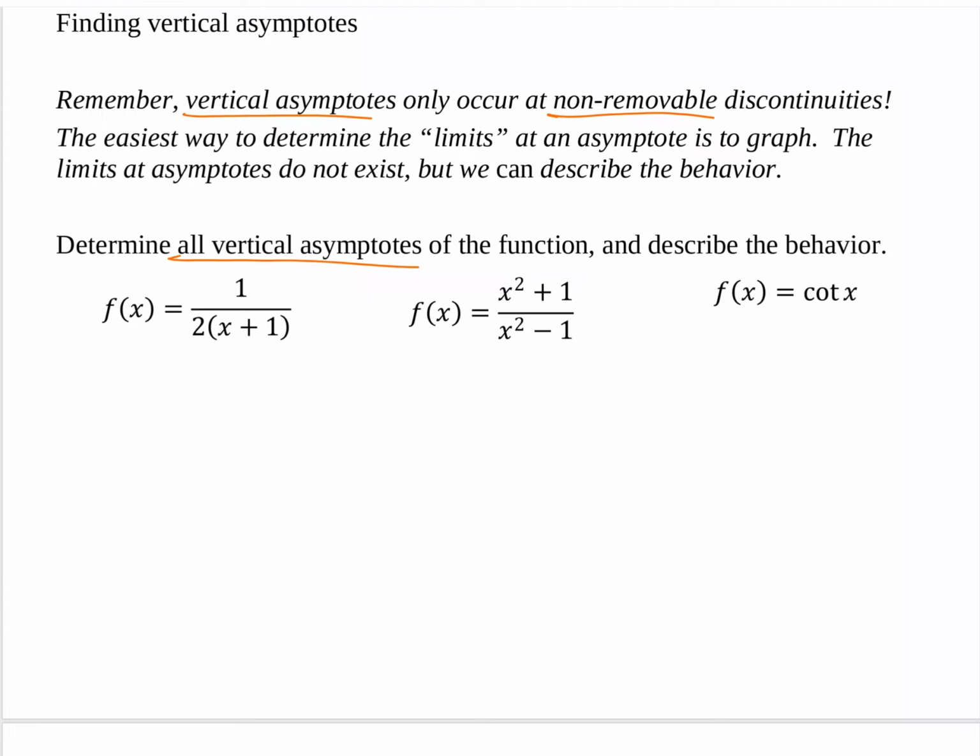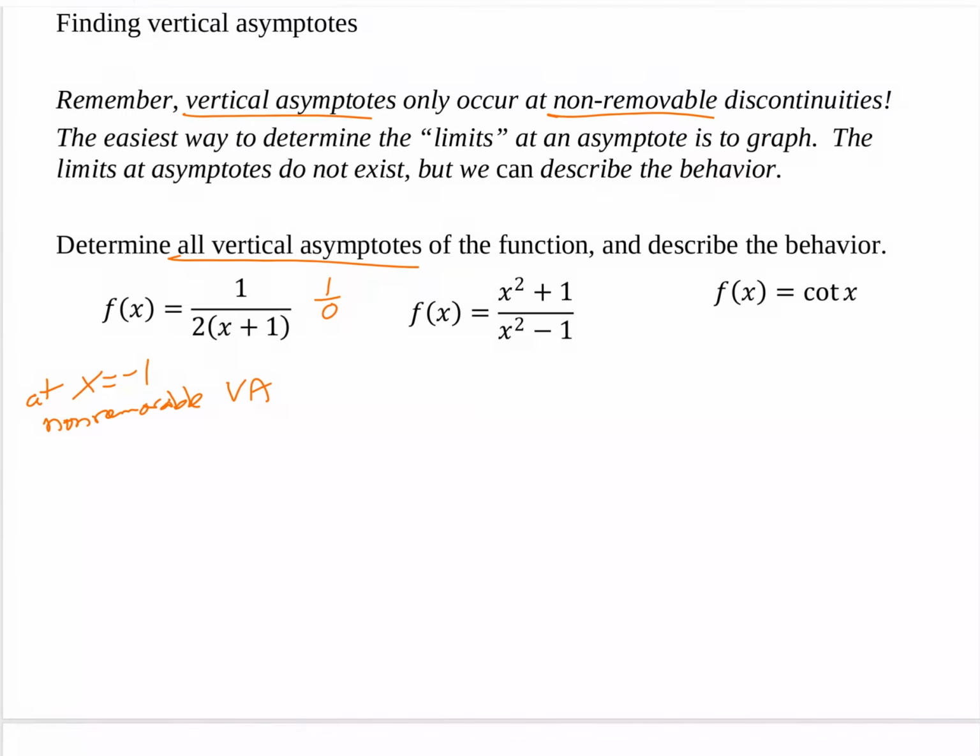So on this first one, do I have any vertical asymptotes? Yeah. Where? -1. How do you know it's a vertical asymptote? Because if I plug -1 in, I get 1 over 0, which is definitely non-removable. Therefore, vertical asymptote. So I'm going to say x equals -1. I don't think there's any more, is there? Probably not. No.